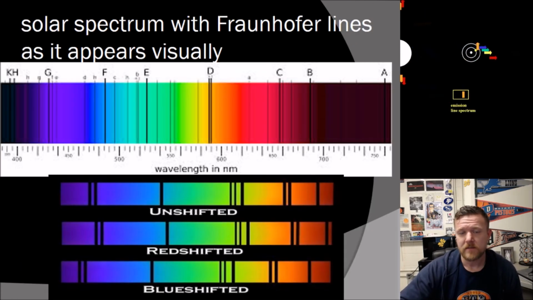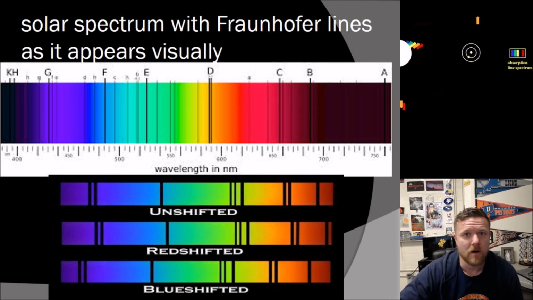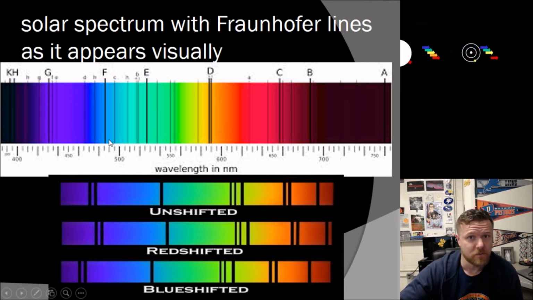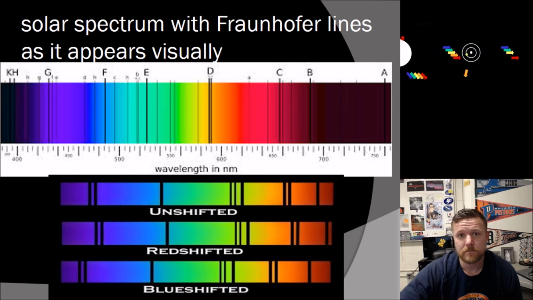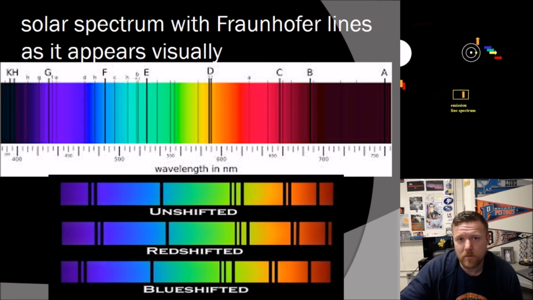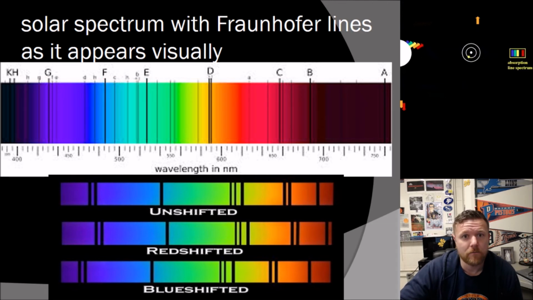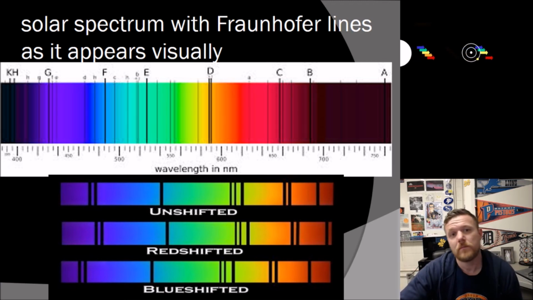All of these little lines, these are what are known as Fraunhofer lines. So if you see the word Fraunhofer line on a test, you know that it refers to these lines that are caused by electrons either absorbing or emitting photons. And when I say something is redshifted or blue shifted, I'm talking about Fraunhofer lines. I don't mean that the color of the object looks red to our eyes. I don't mean it looks blue to our eyes. I mean these Fraunhofer lines are shifted towards either the blue end of the spectrum or the red end of the spectrum.